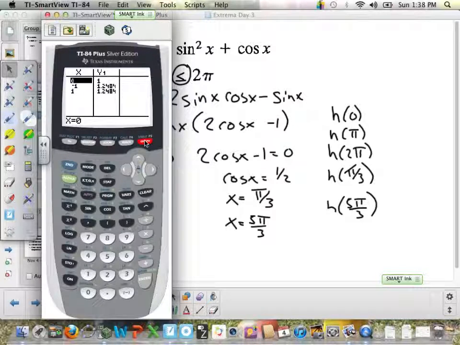Okay, our 5 numbers are 0, pi, and this will show up as 3.14, 2 pi, pi over 3, and 5 pi over 3.